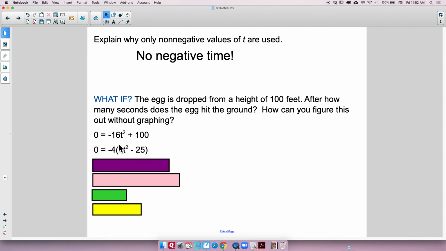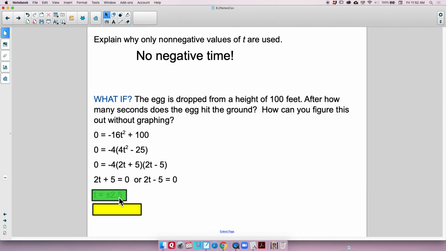Well, you could factor out a GCF of negative 4. Notice we have what here? A difference of two squares, don't we? 2t times 2t is 4t squared, and 5 times 5 is 25. So we could factor that further. It's fully factored now and set equal to 0. It's in factored form, so we can set each factor equal to 0. Obviously negative 4 equals 0 is gibberish, so get rid of that. And solve these, and we get plus or minus 2.5.